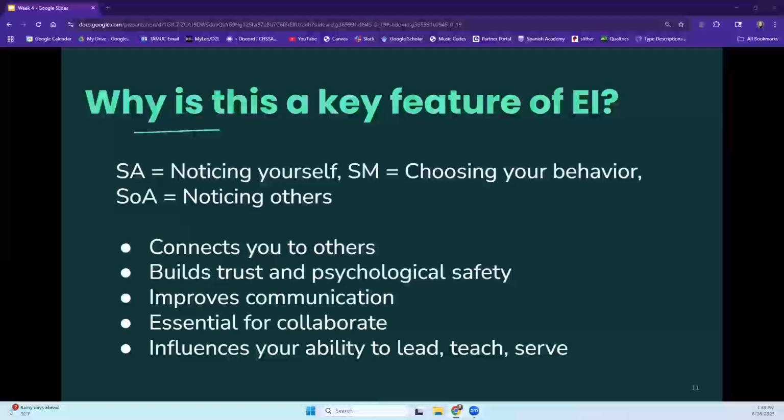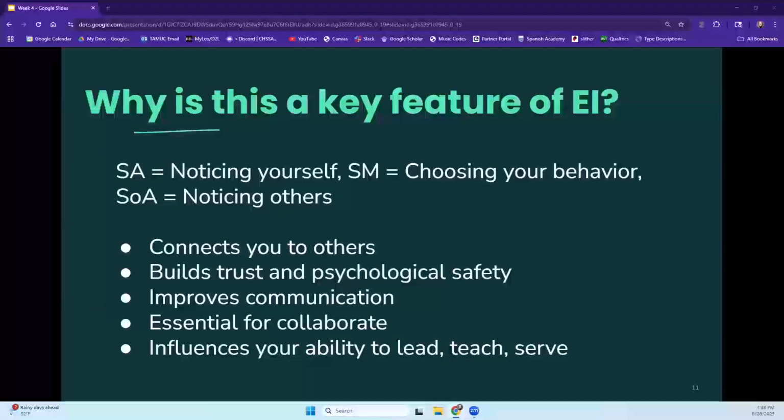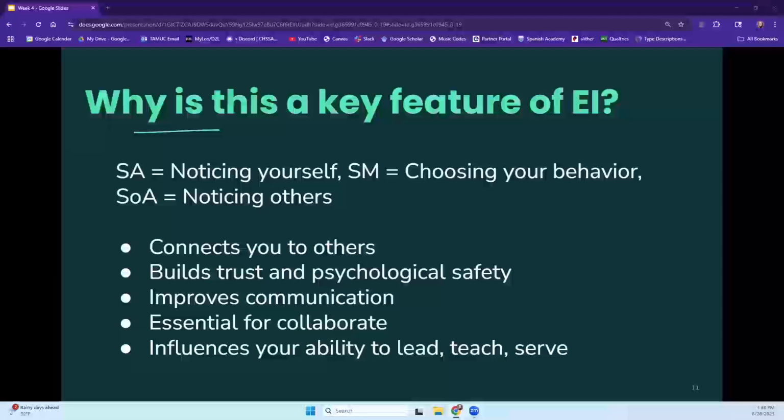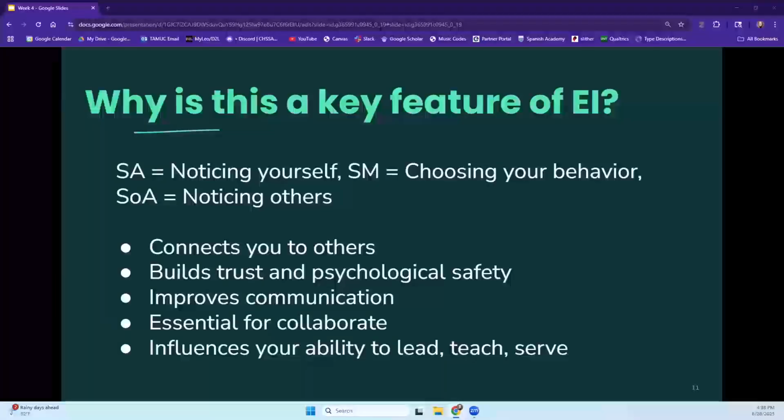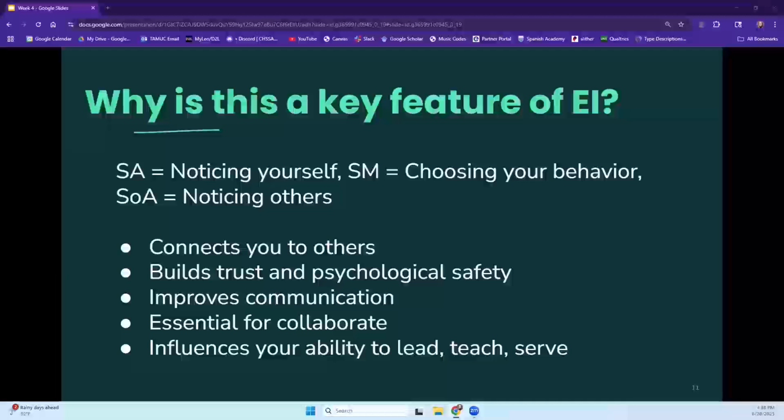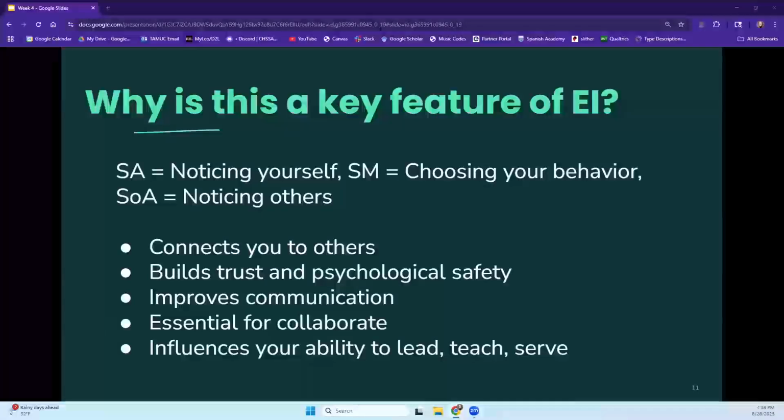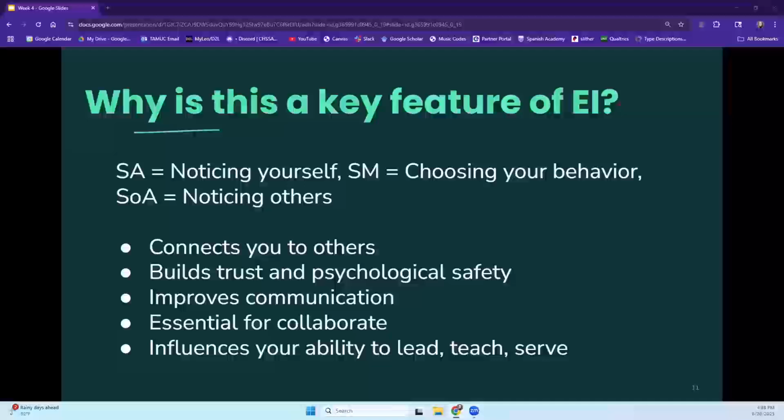And why is this a key feature? Well, social awareness is a major domain of emotional intelligence. Social awareness connects you to others. So, it enables empathy, understanding, and compassion, which are obviously core components to human connection. It builds trust and psychological safety. So people feel seen and heard and valued by you when you accurately tune into them.